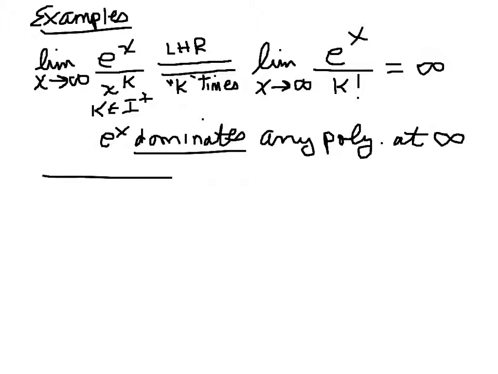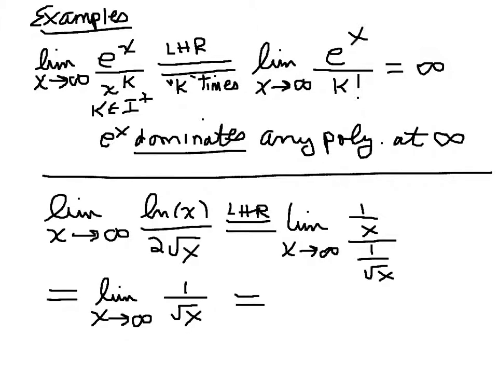Okay, so let's look at some other examples. Let's take a look at this. Here we have, as x goes to infinity, ln of x over 2 root x. So both the top and the bottom go to infinity. So we can use L'Hopital's rule, and we get 1 over x over 1 over square root of x. And now, just by simple algebra, that comes to equal 1 over the square root of x, and as x goes to infinity, it's 0. All right? So I can't overemphasize how helpful L'Hopital's rule is in getting a handle on some of these indeterminate type limits.